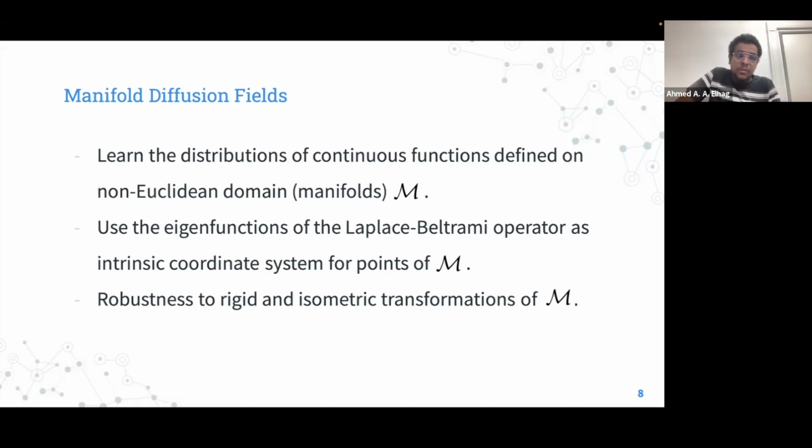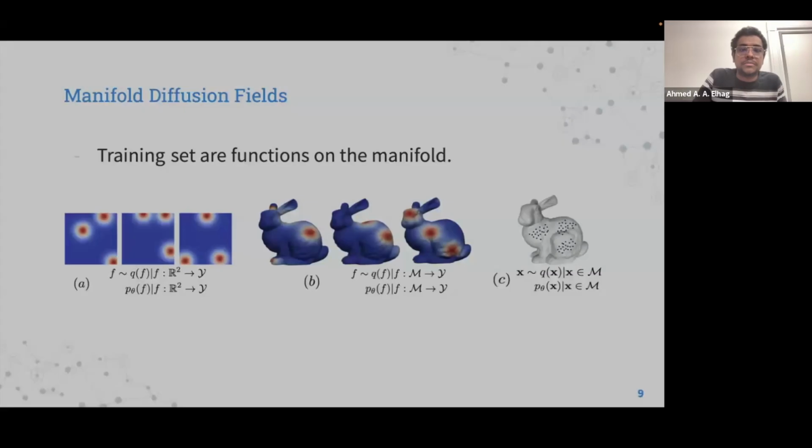And the main property of this representation is that it is robust to rigid and isometric transformations. We know that the intrinsic property is invariant, or doesn't change, under rigid transformations, like any transformation in 3D: rotations, translations, or also reflections. But we also have isometric transformations, which are defined as any transformation that keeps the geodesic distance between any two points constant. So it is the distance along the surface. We will come to this later as well.